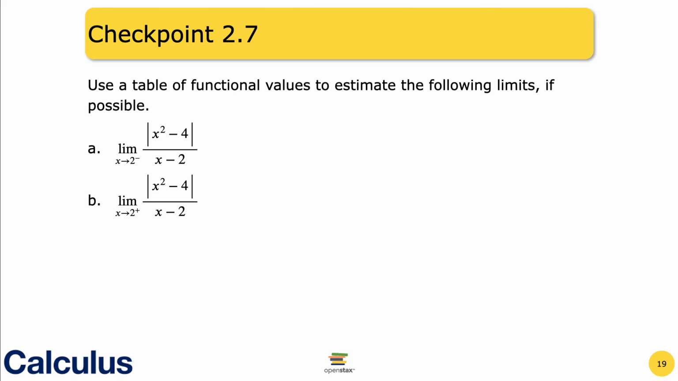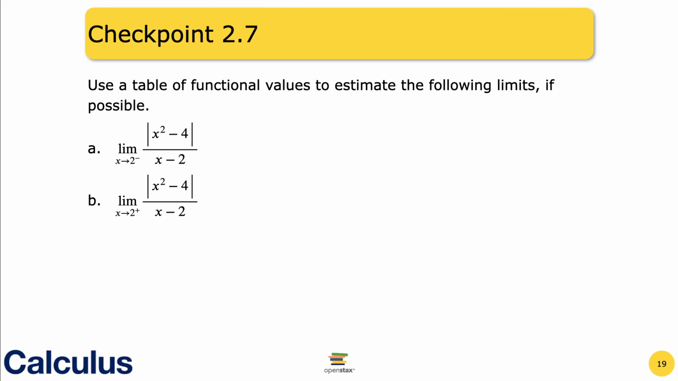Checkpoint 2.7. Use a table of functional values to estimate the following limits, if possible. A, the limit as x approaches 2 from the left of the absolute value of x squared minus 4 all over x minus 2, and B, the limit as x approaches 2 from the right of the absolute value of x squared minus 4 all over x minus 2. Pause the video and attempt this problem for yourself to see if you've mastered left and right limits.